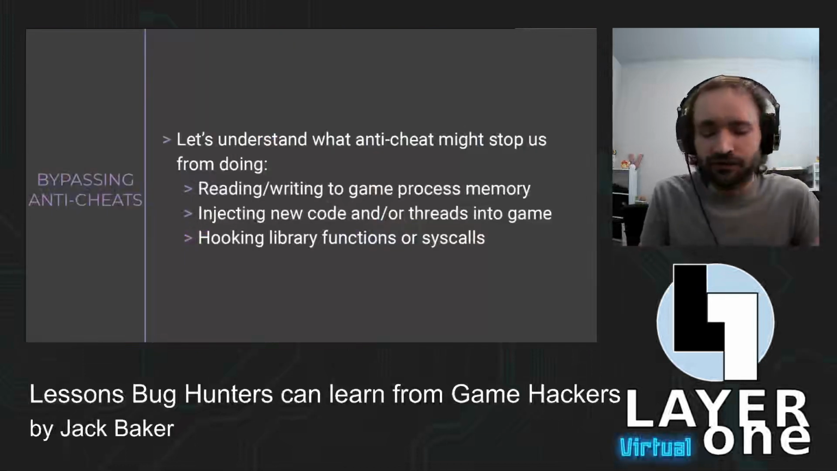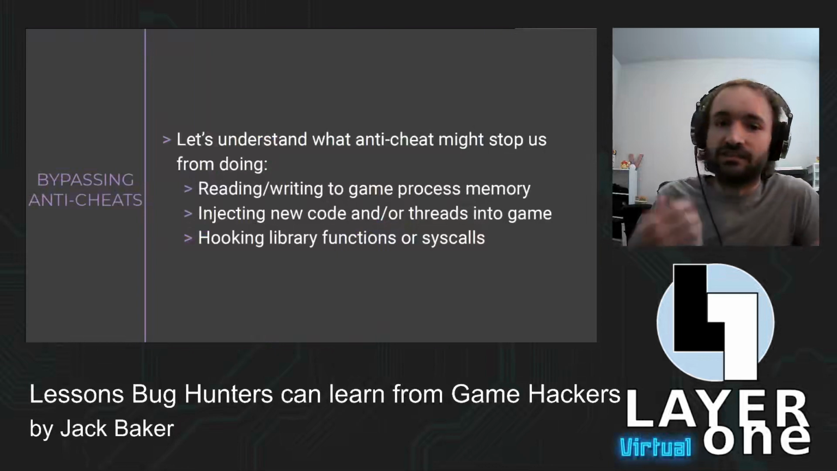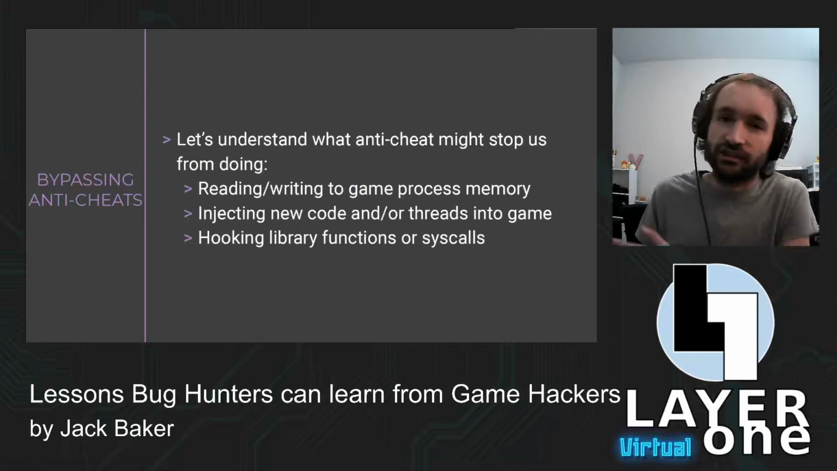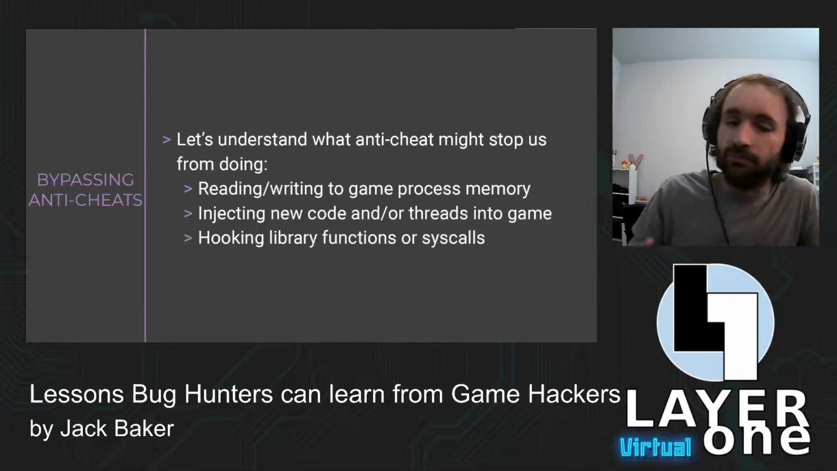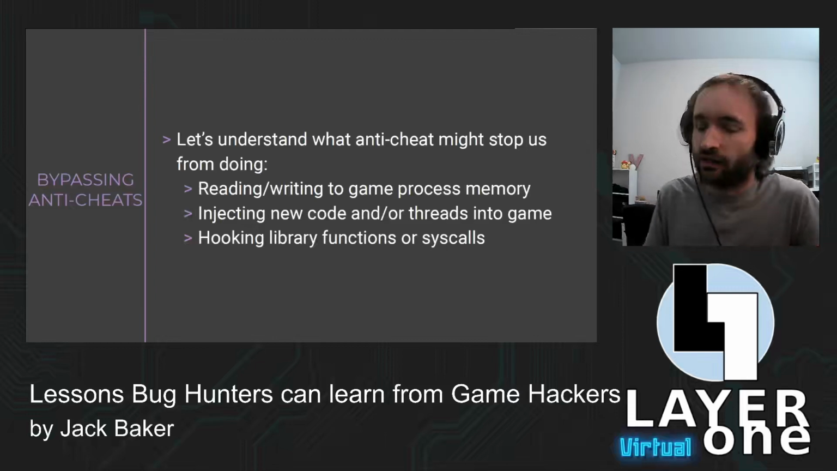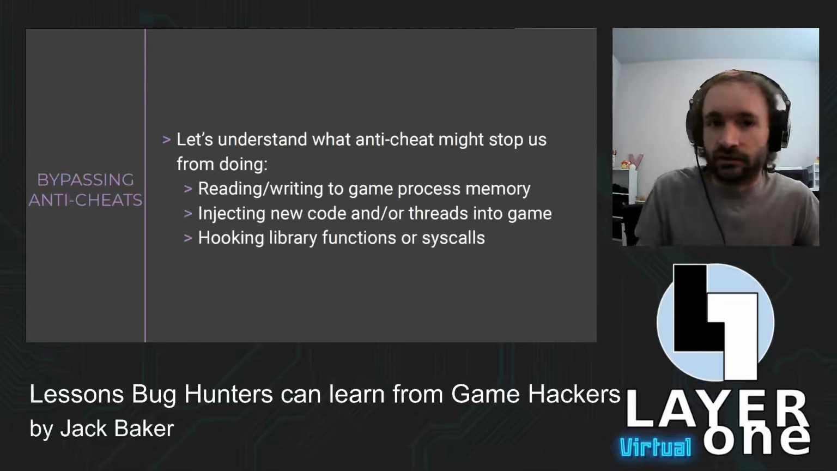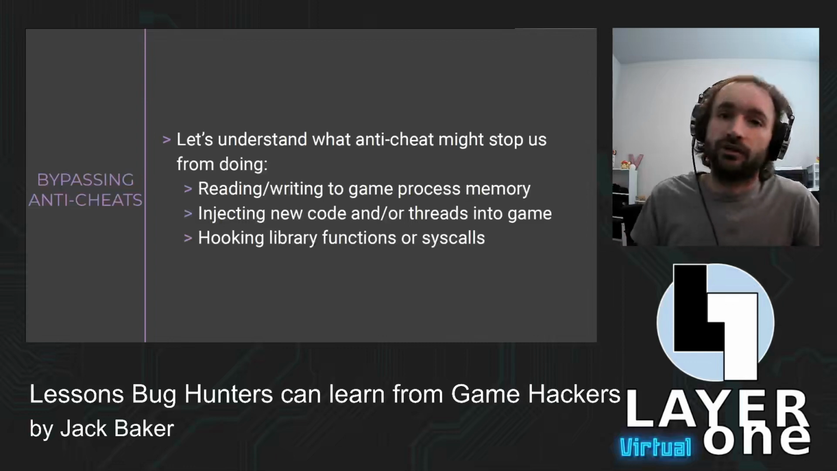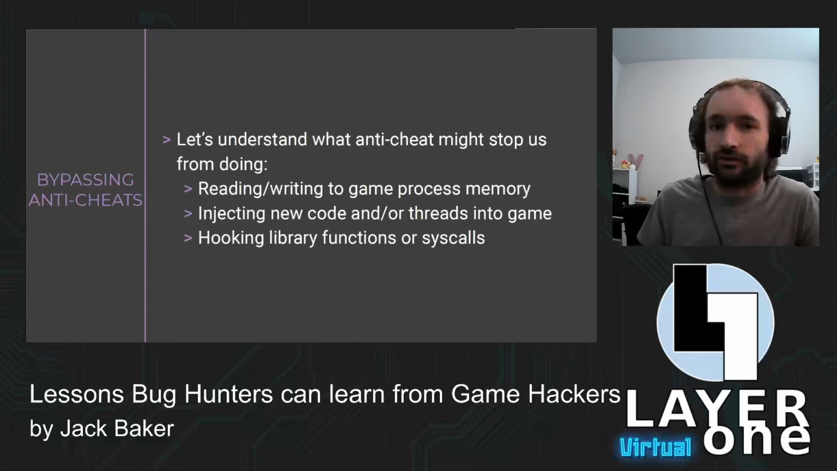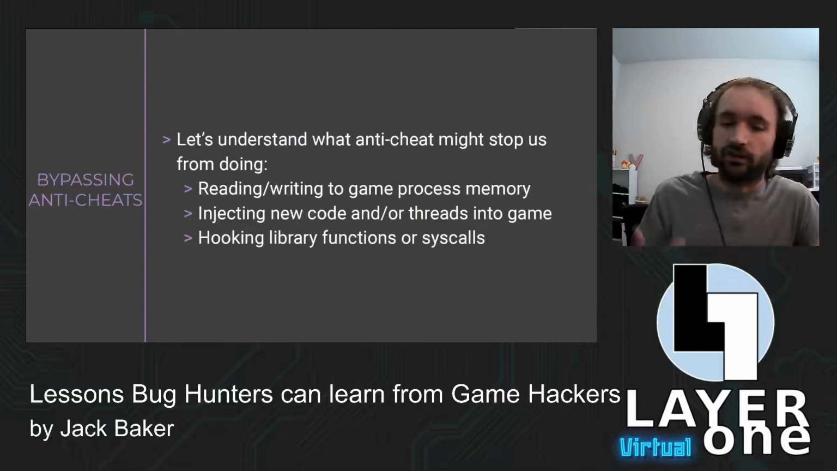And so before we talk about bypassing anti-cheat, I think it's important to understand what it is that anti-cheat is preventing us from doing that we actually want to do. This could be a longer list, but the common stuff that your cheat might be doing that anti-cheat is trying to stop could be stuff like reading from process memory to see information that isn't directly exposed to you, writing to process memory in order to do something you wouldn't be able to do, injecting new code or threads into a game, or hooking library functions or syscalls of the operating system in order to manipulate how the game runs without actually touching the process.